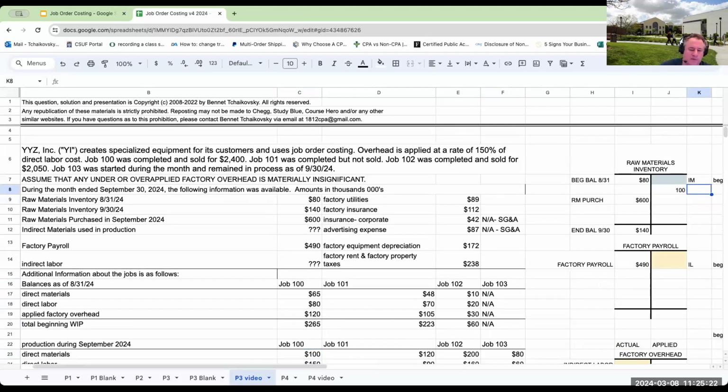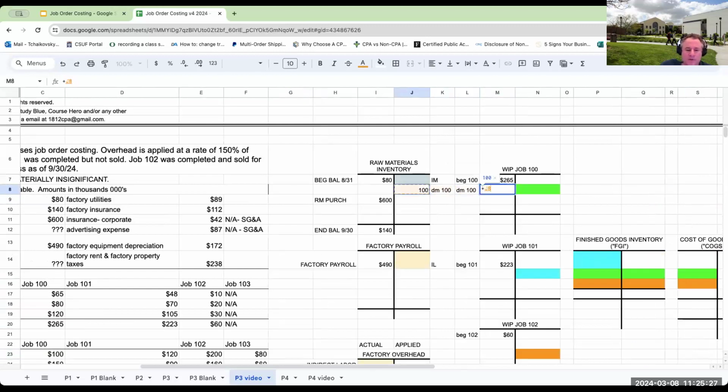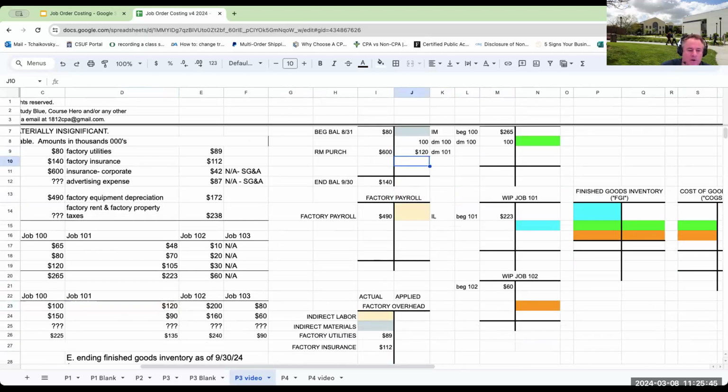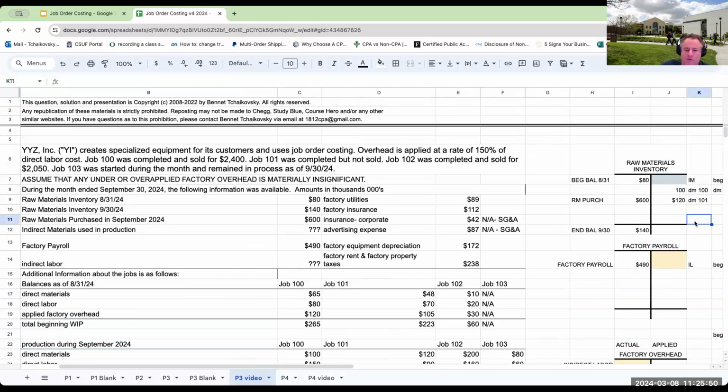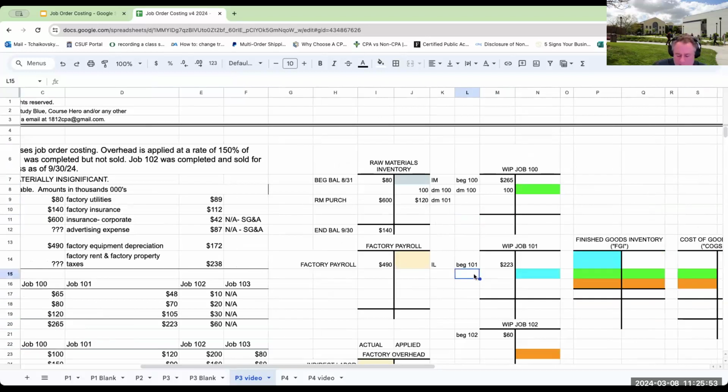What that means is that we took materials out of raw materials and put them into work in process for job 100. Over here, we have direct materials for job 101. My direct materials for job 101 are going to be at 120. And again, this is the month of September. So over here, my direct materials for job 101 were at 120.